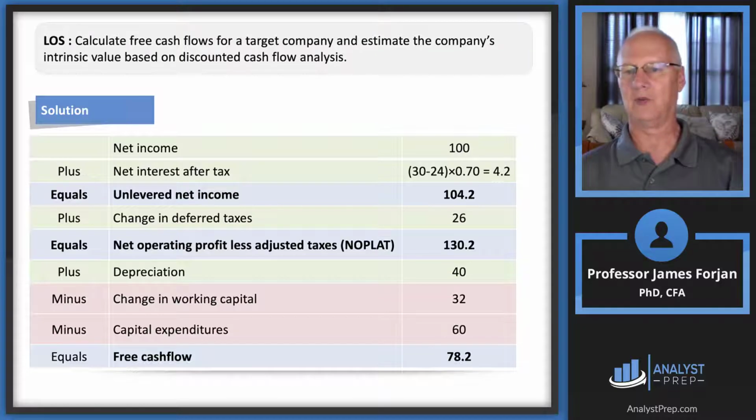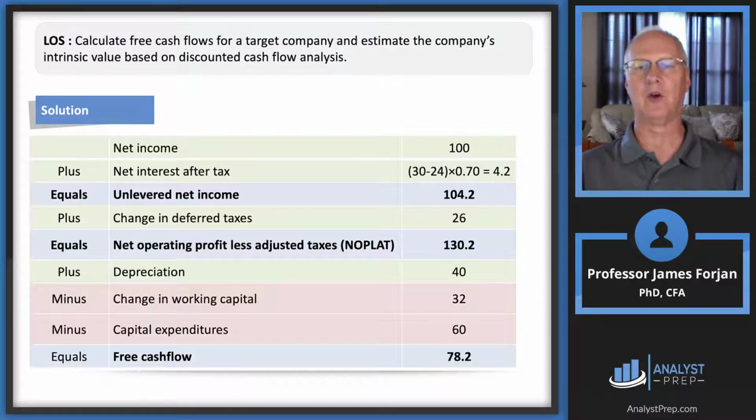So that gets us what? That gets us about 170, and that 170 I would call operating cash flow. Cash flow from operations, including the tax implications of all of our decisions. And then we take out short-term investment, right? Change in working capital. And then we take out long-term investment. We call that capital expenditures. So there's free cash flow of 78.2.